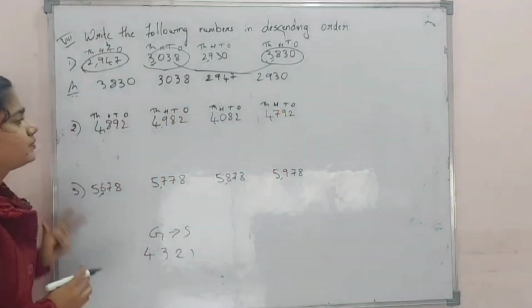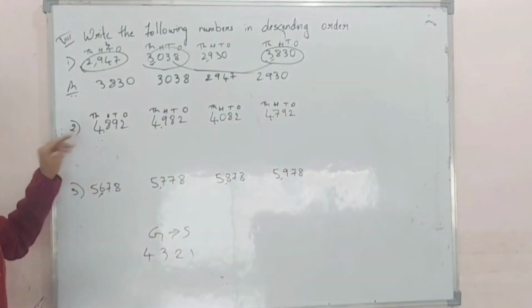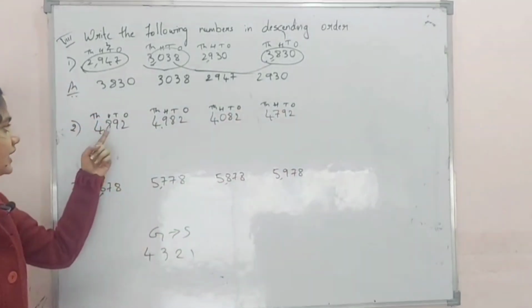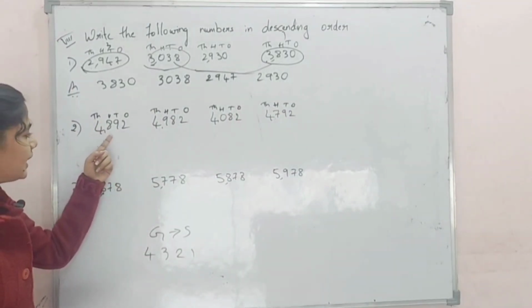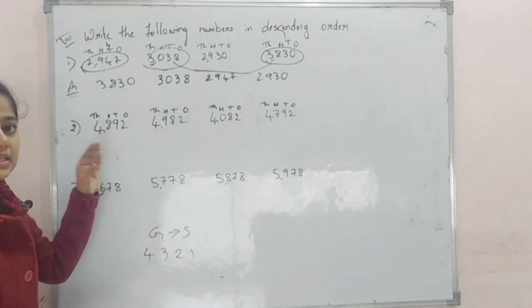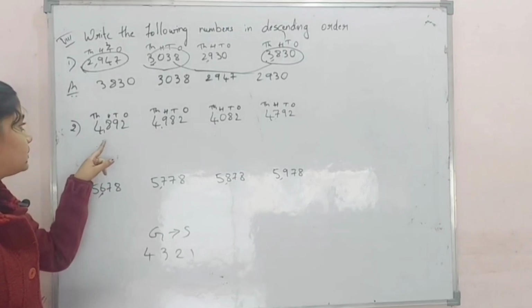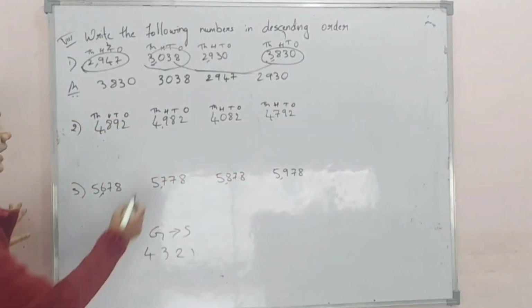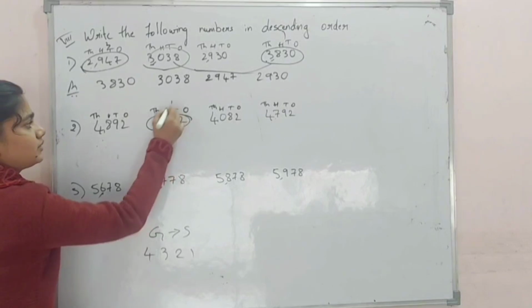See here we have to check with the 1000 place. In 1000 place we have 4, 4, 4, 4. We cannot conclude. So I am going with the 100 place. 100 place we have 8. We are going with the greatest number, right? We are checking the greatest number. 8907. Which is the greatest? 9 is the greatest. So I am taking this one.